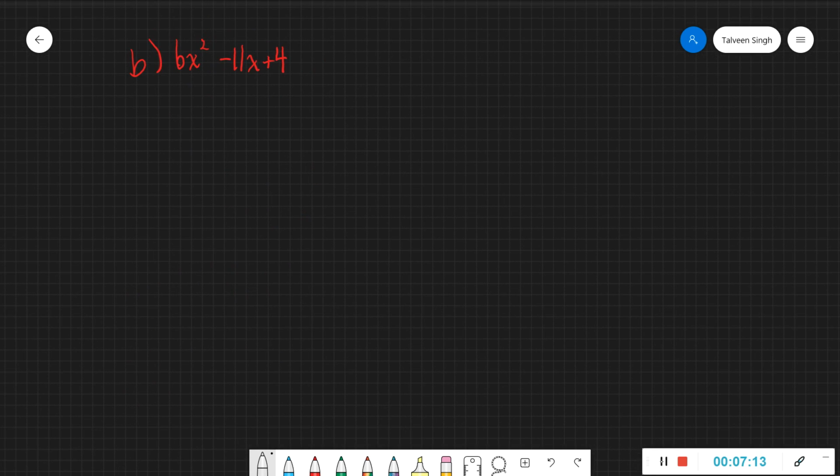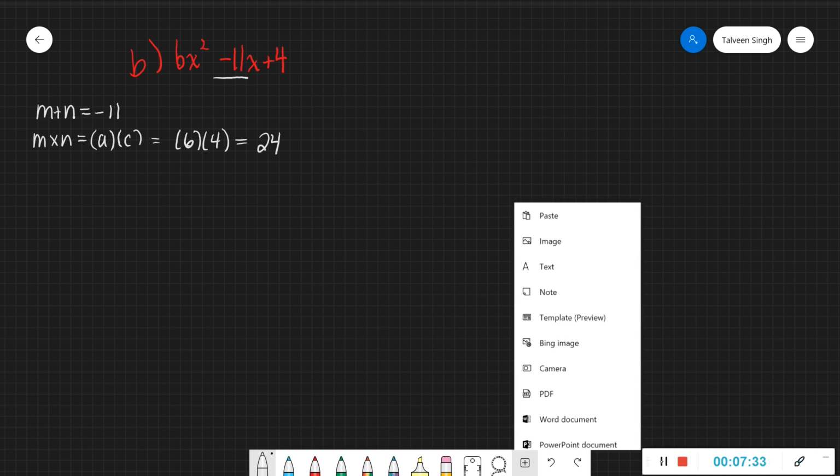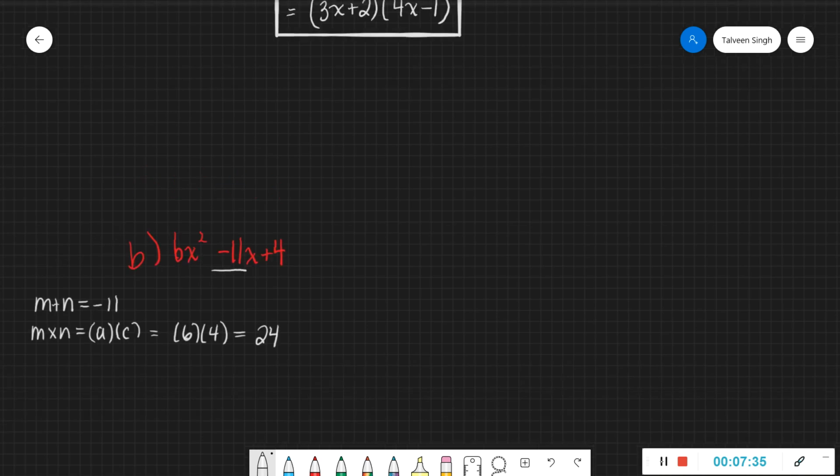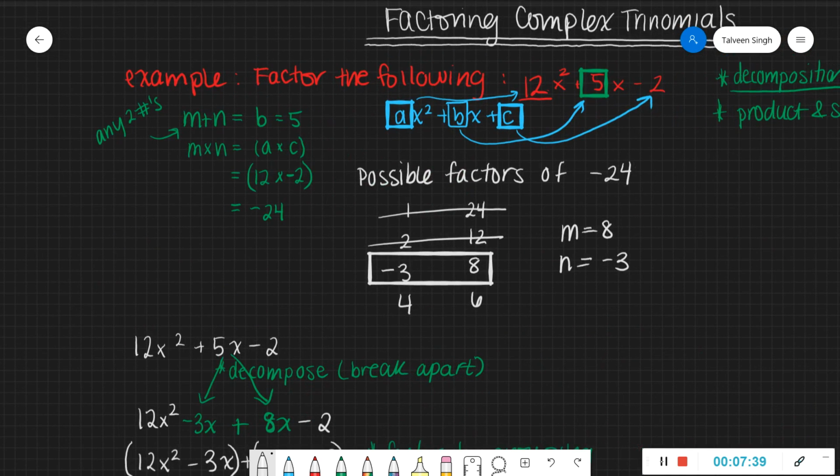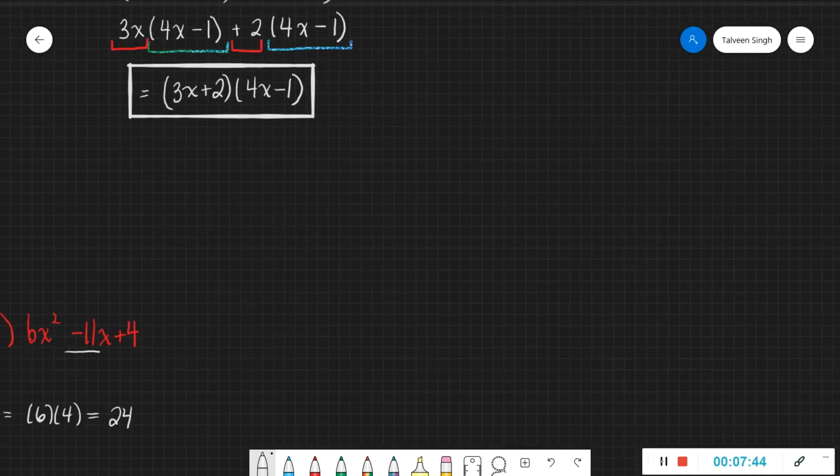Okay? So again, product and sum, we're going to look for 2 numbers, m plus n, whose sum gives us this b term, so -11. We're going to find 2 numbers whose product is a times c, which is going to be 6 times 4. They're both positive, so it's going to be positive 24. So again, we're going to go and find the factors of 24. Notice how up here, we were also finding the factors of 24, but our b term was different, and I was -24. So just be careful when you're finding the factors.